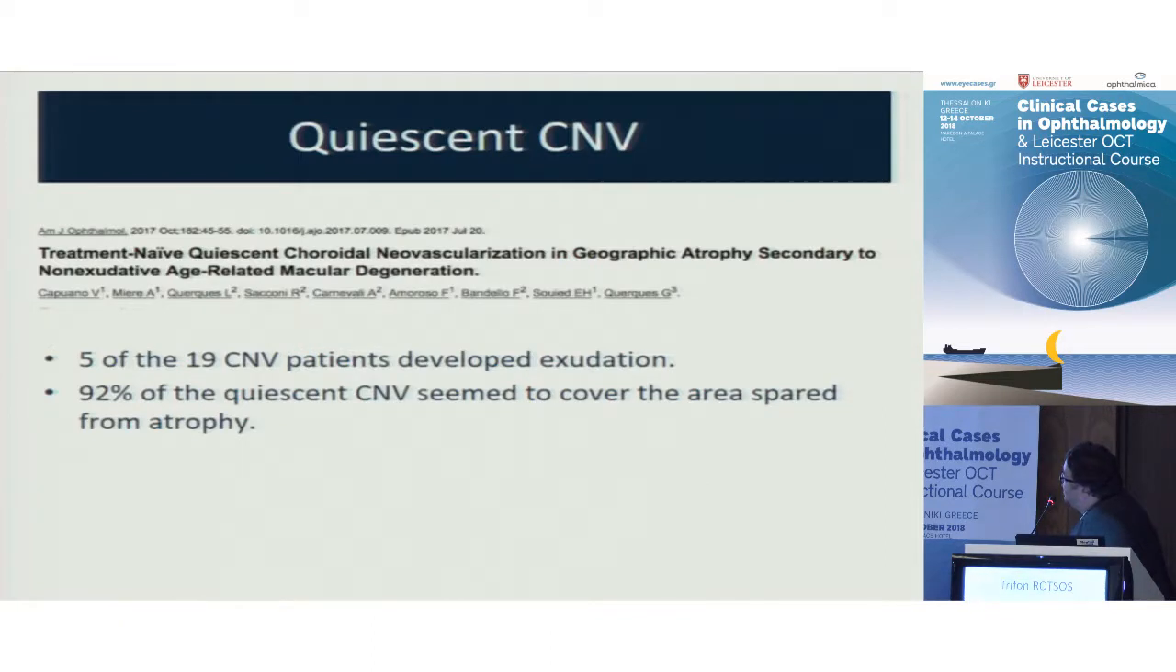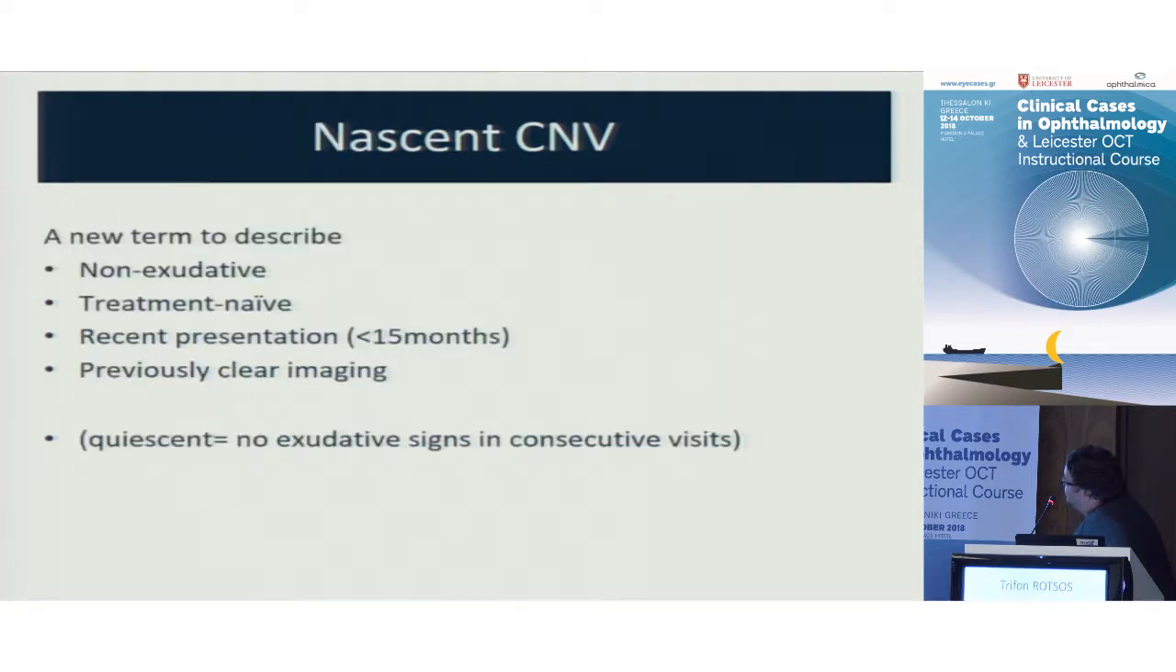Yes, because actually 5 out of the 19 patients in studies that took place developed the exudation, and we have to closely monitor these patients because sometime the disease will reappear. And actually, a very large proportion of these quiescent choroidal neovascularizations cover the areas that are spared from atrophy in the long duration of the disease.